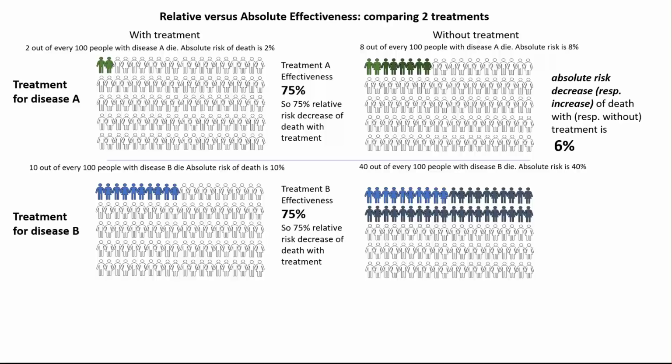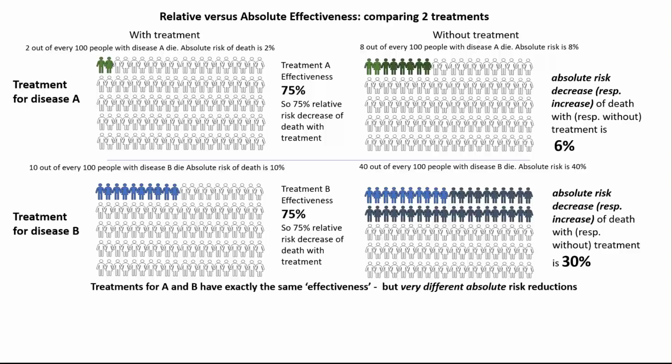But in comparison, the absolute risk decrease for treatment A is 6%, whereas the absolute risk decrease for treatment B is 30%. So in absolute terms, there's a 24% greater decrease in deaths for disease B compared to disease A. So treatments A and B have got exactly the same effectiveness, but very different absolute risk reductions. So in a choice between treating disease A or B, we've got to consider the population incidence rates.